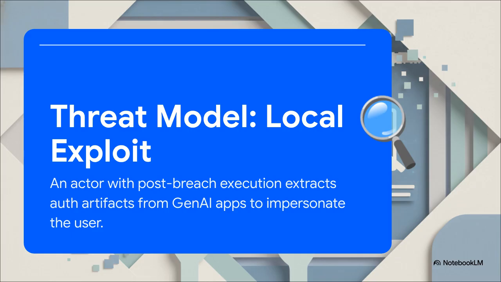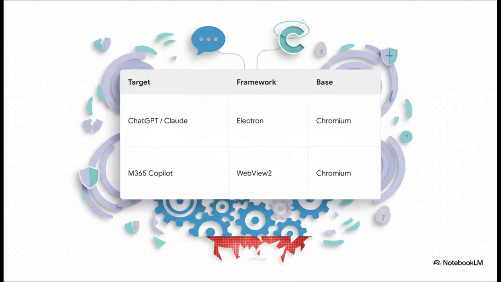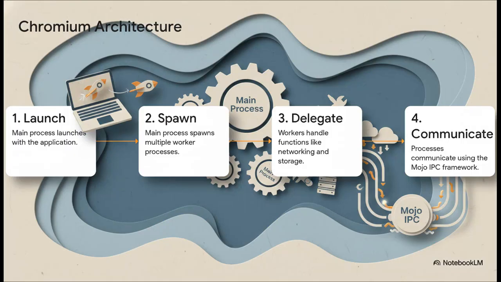privileges. The objective is to extract authentication tokens from applications like ChatGPT or Copilot to impersonate the user and access their conversation history. The technique is effective against multiple AI applications because of a shared architectural foundation. Applications such as ChatGPT and Claude are built on the Electron framework, and Microsoft 365 Copilot uses WebView 2. Both of these frameworks are based on Chromium, which means this shared foundation can be targeted by a single attack technique. The attack vector is related to Chromium's process architecture.